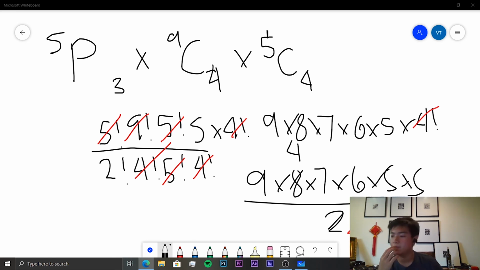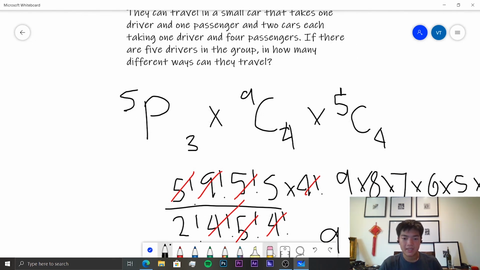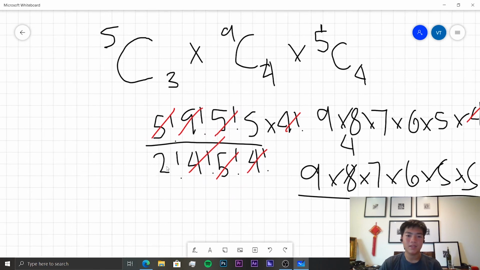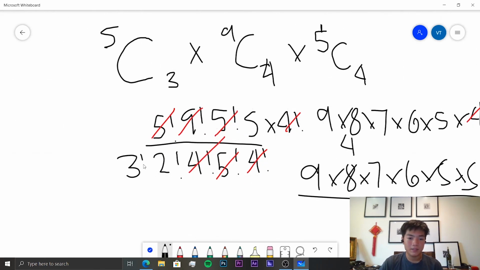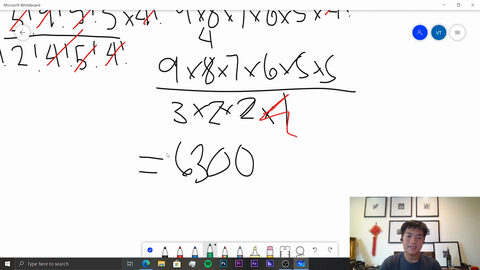No. Very interesting. So, where have we gone wrong? I think this needs to be a combination, and that's why we're wrong. Which is, I guess, a bit odd. Yeah, it would be a bit odd for me, but it's the answer they are looking for. So we need to add a 3 factorial down here, which adds a 3 times 2 down here. And so our answer would be equal to 6,300. And that is the answer they're looking for.